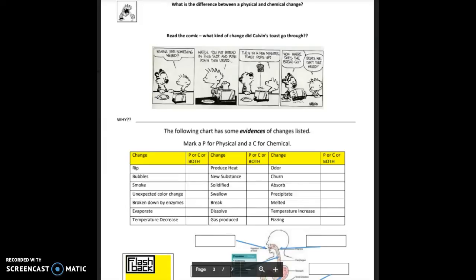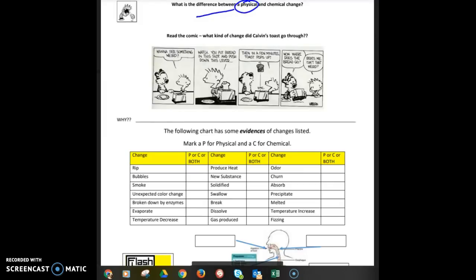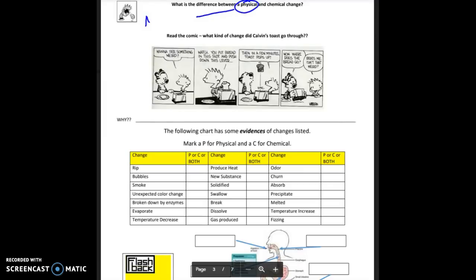Okay, so what is the difference between a physical and a chemical change? Physical, of course, is the same substance, so no new substances are created. A chemical change, you get a new substance or substances created.